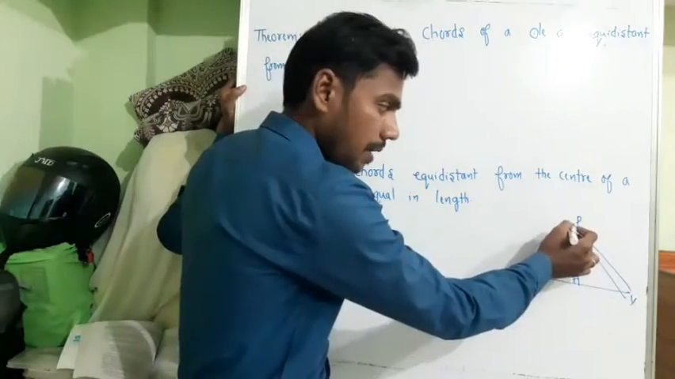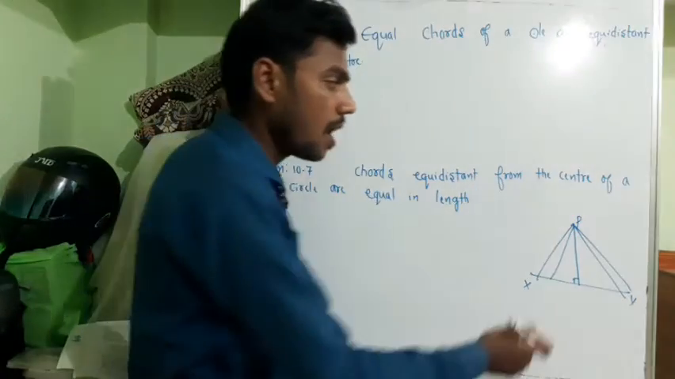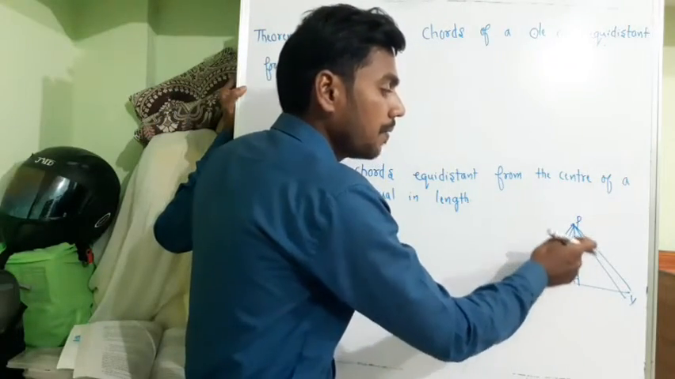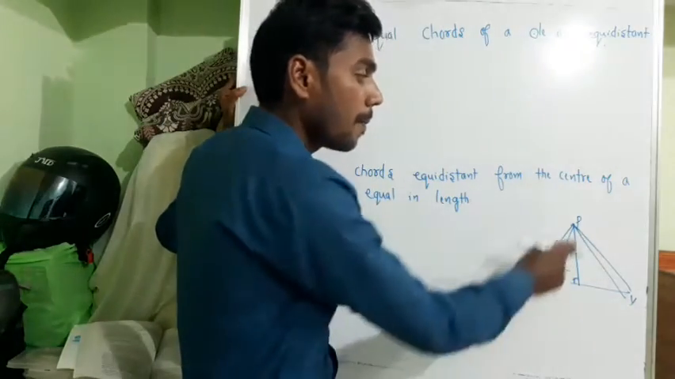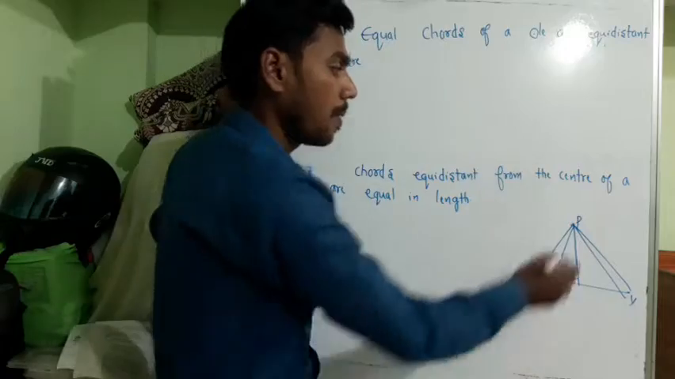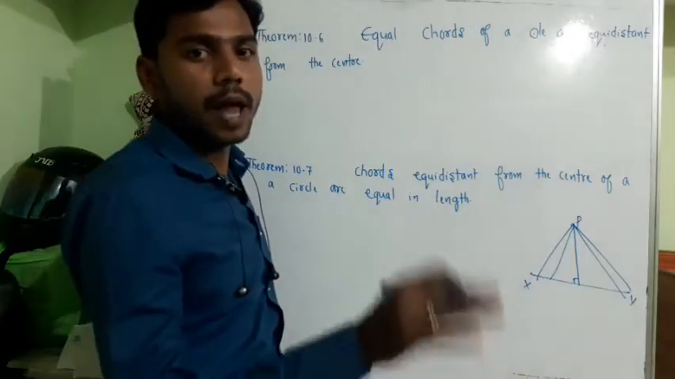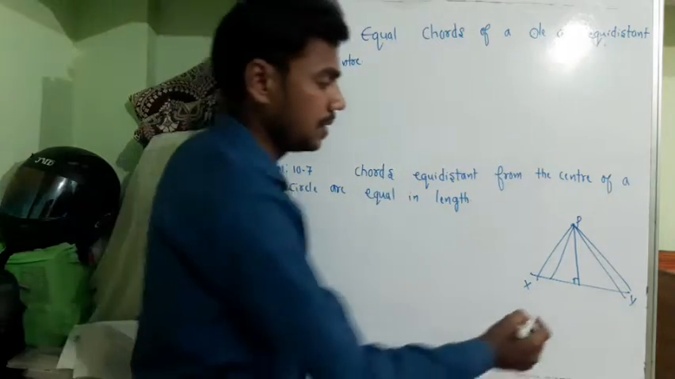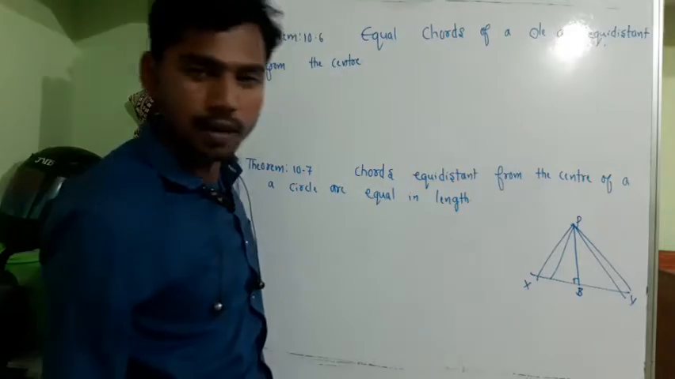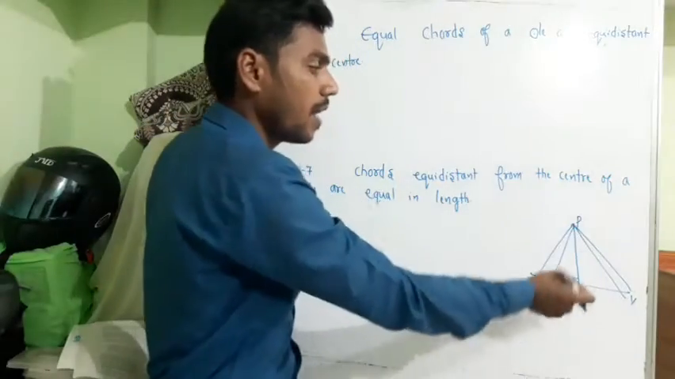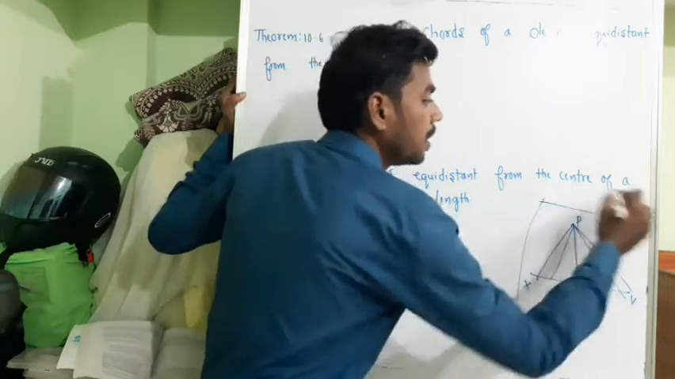The length of the perpendicular from a point to a line is the distance of the line from the point. So this perpendicular is the distance of the line from the point. So if PB is perpendicular, then PB is the distance of the line from that particular point. This one thing you need to remember.